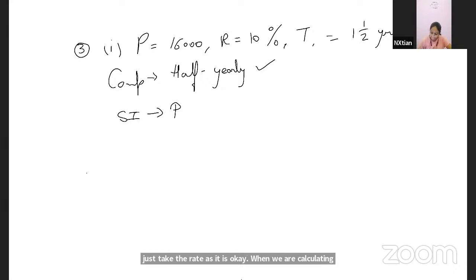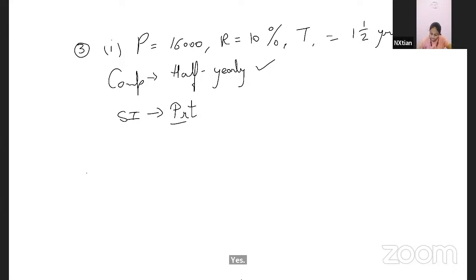Yes, ma'am, the third question is the only one where I lost the marks, ma'am. Yes. SI equals PRT by 100. So let's put the values: 16,000 into 10 into 1.5 divided by 100.